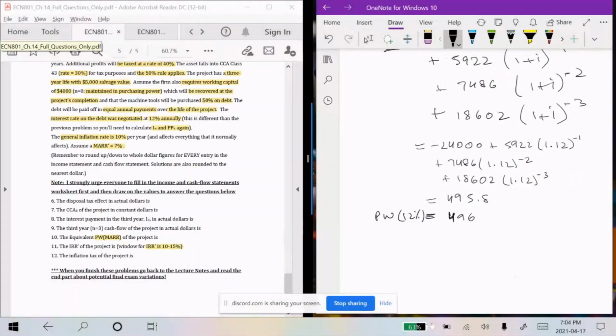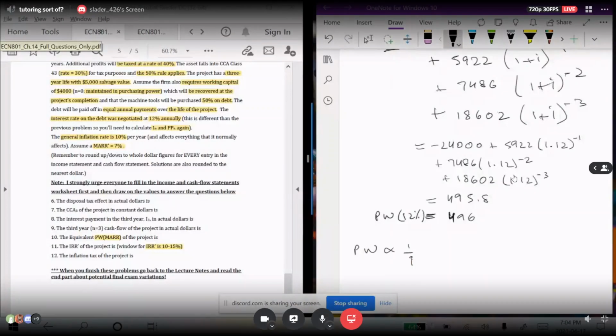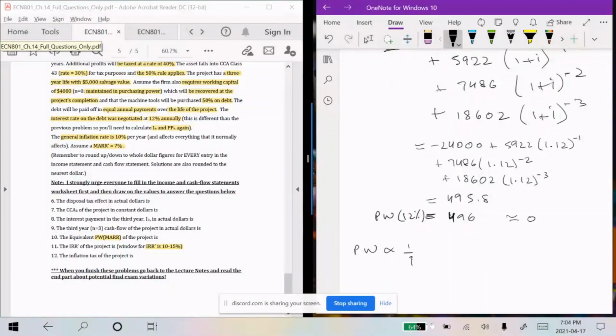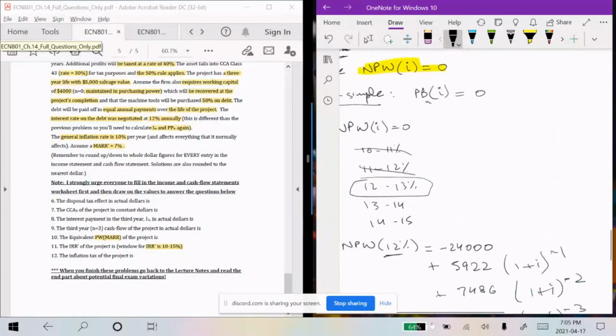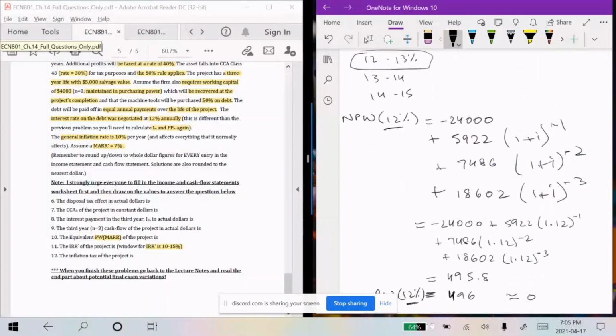The thing about present value and the interest rate is that they're inversely proportional. We need to make the present value equal to 0, so we need to decrease the present value. Present value decrease means I increases. So we know the I is never going to be lesser than 12%. It's going to be greater than 12% for sure. That way we just eliminate all this. Now you have these three options left.